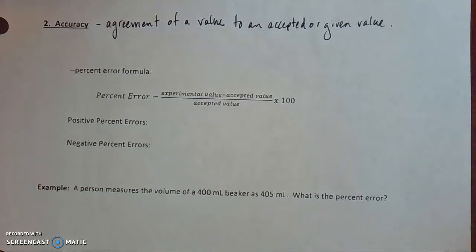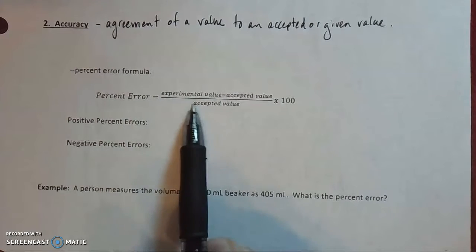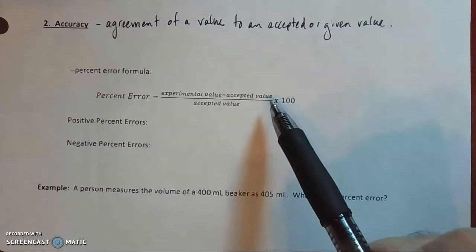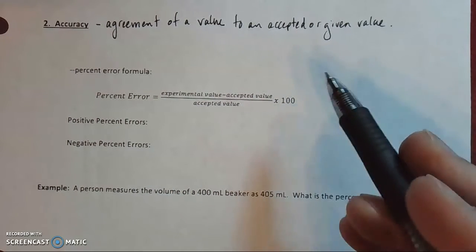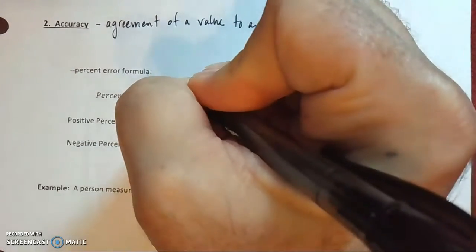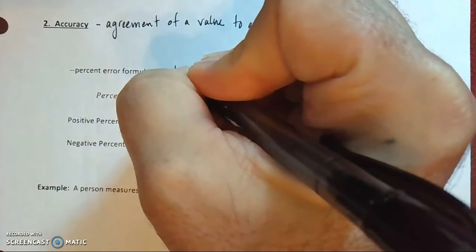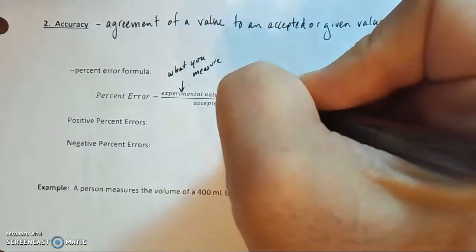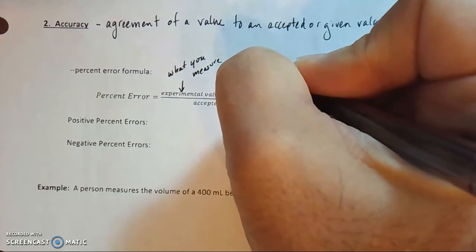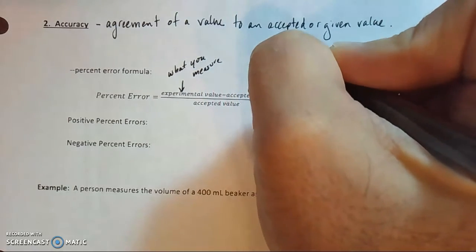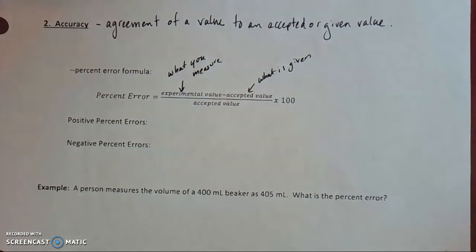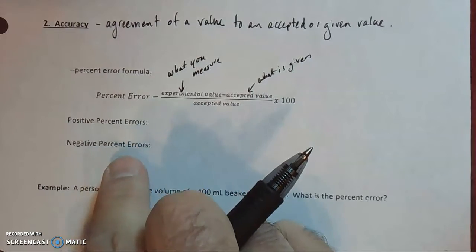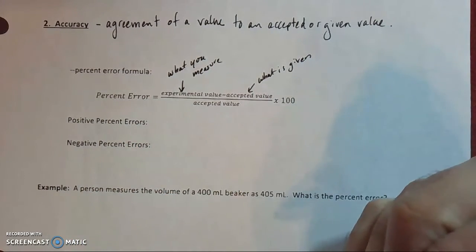So for this, we're going to calculate something called percent error. And the formula is given here. It is the experimental minus the accepted all over the accepted times 100. So the experimental is what you measure. The accepted value is what is given, or the correct value. And with this, we could get positive or negative values for percent error.